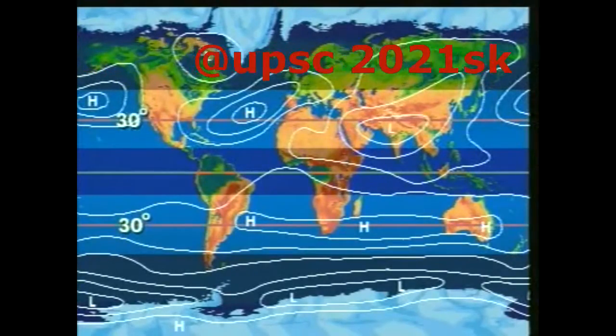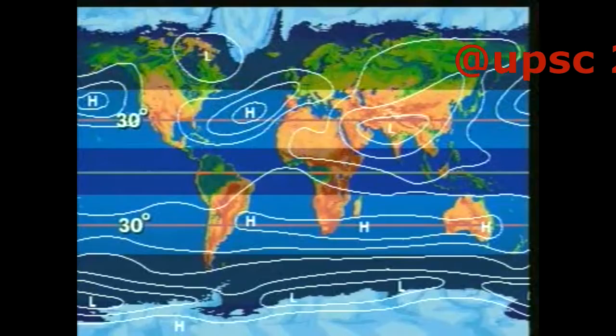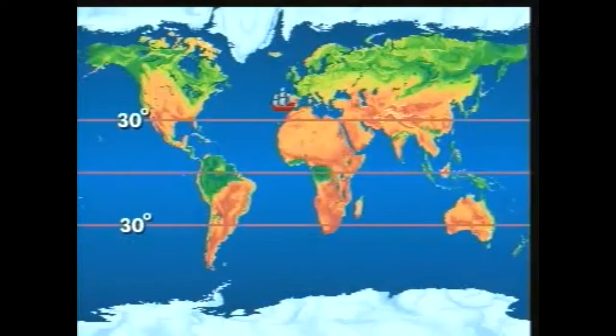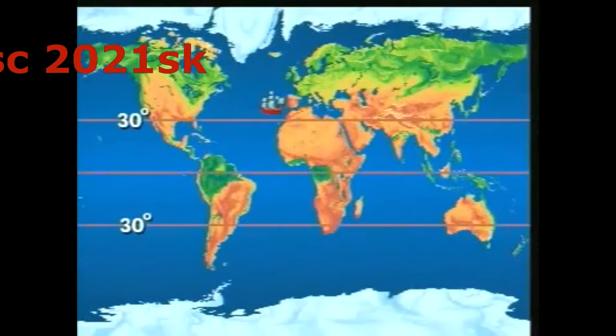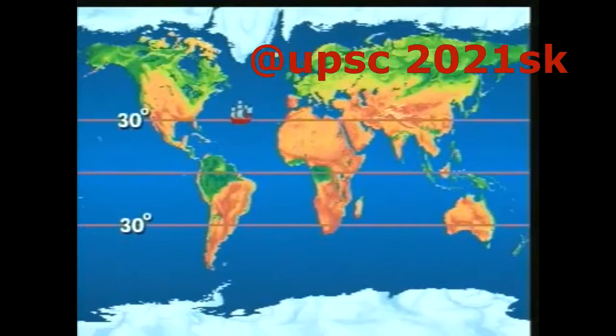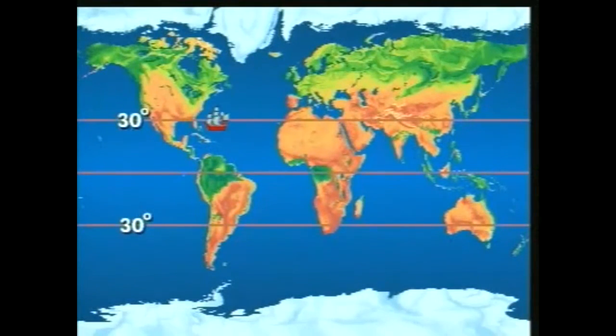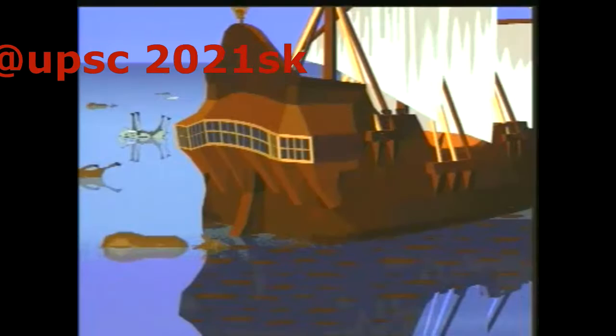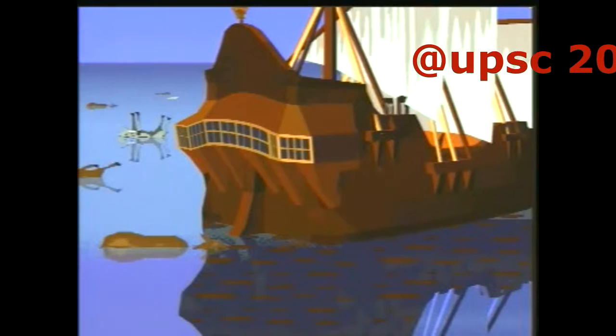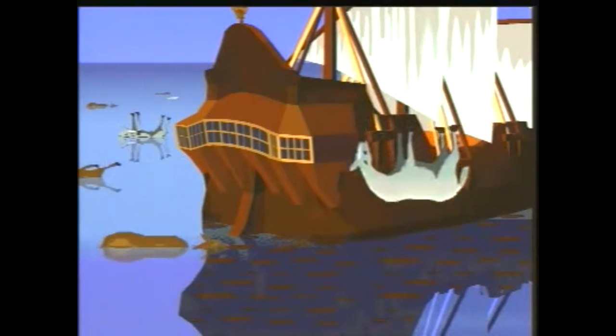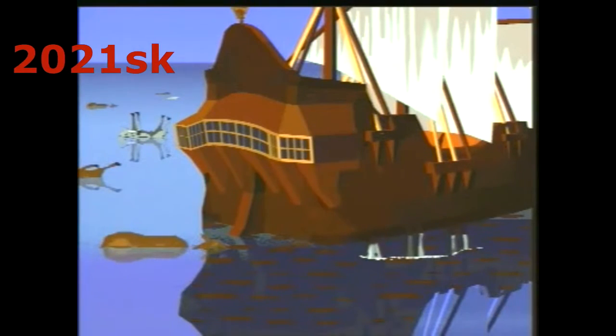High-pressure systems form over the oceans in this region, and this means very calm, clear weather. In the 15th century, European settlers heading for the New World were often becalmed here, sometimes running out of food for their horses. The dead horses were cast overboard, leading to the name horse latitudes.